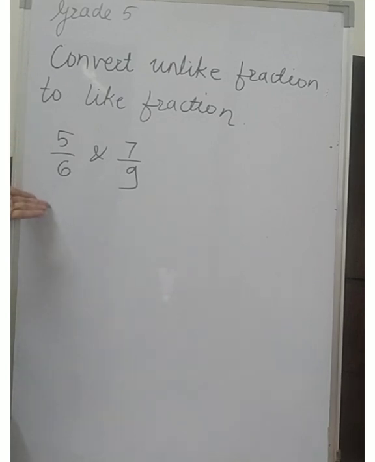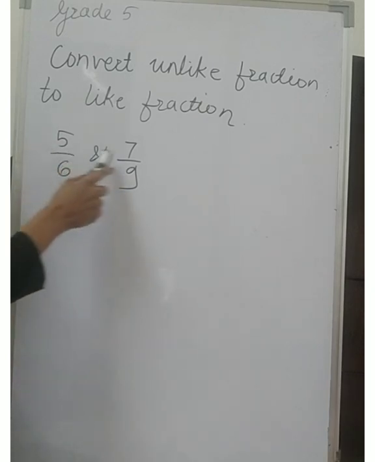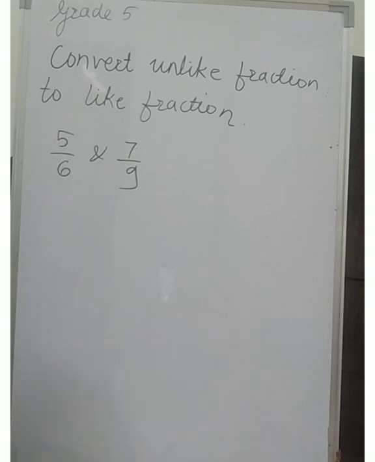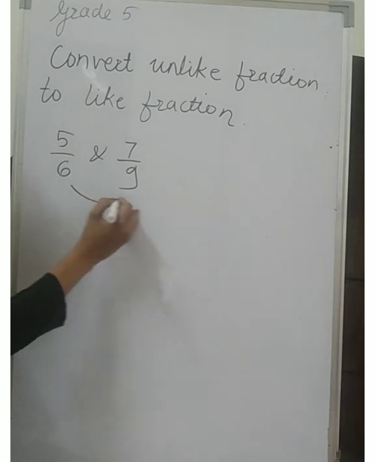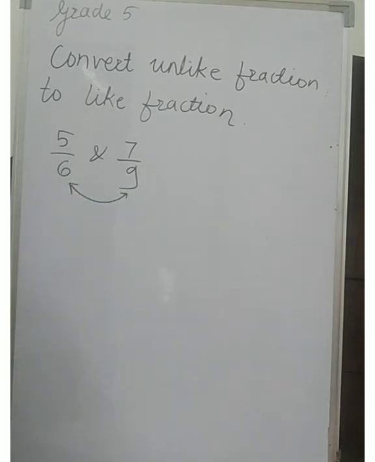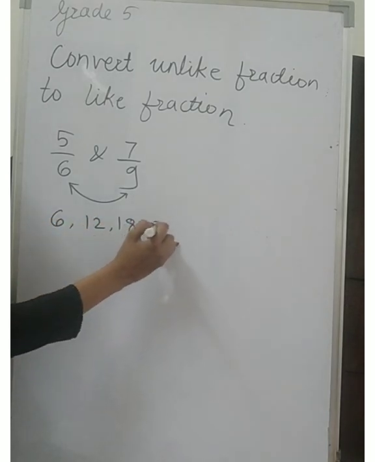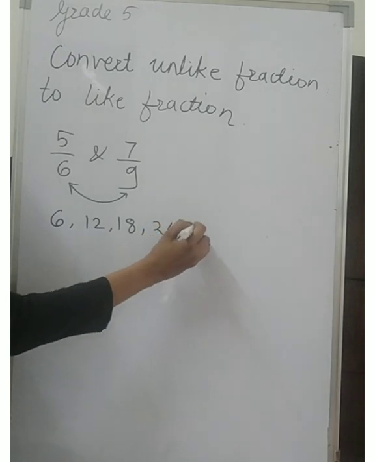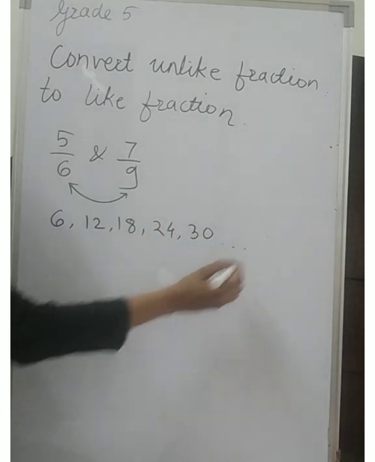Now here are the two unlike fractions, 5 upon 6 and 7 upon 9. Okay. Now to make these like fractions, we will have to have an equal denominator. And to know what that number is, we will have to find the common multiple of 6 and 9. Common means what? Now let's write the multiples of 6 first: 6, 12, 18, 24, 30 and so on.